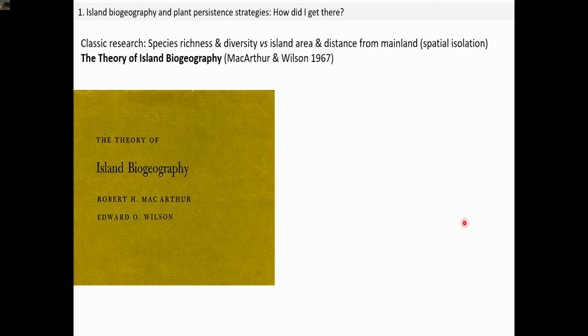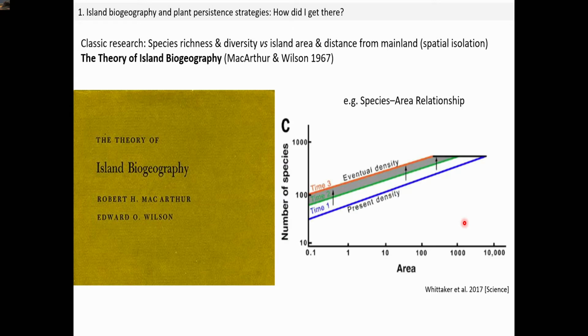And traditionally, the classic research on islands has been focusing on patterns of species richness and diversity, and how these change with island area and with distance from the mainland. This is spatial isolation. So this is the classic book from MacArthur and Wilson, where island size and spatial isolation are the core drivers.